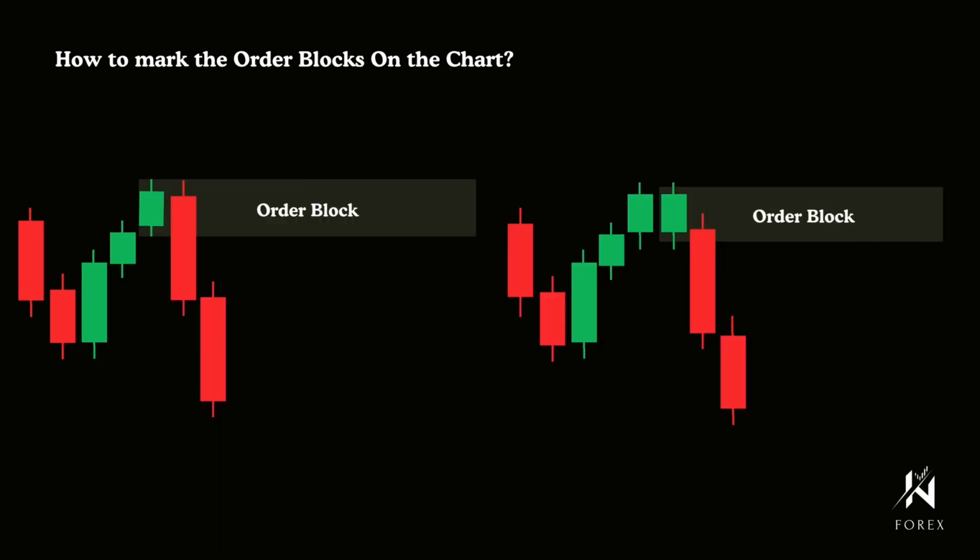We highlight the final candlestick before a sharp bearish movement as our order block zone. This serves as the foundational method for identifying order blocks on the chart. However, in certain cases, we may need to make slight adjustments based on the context.